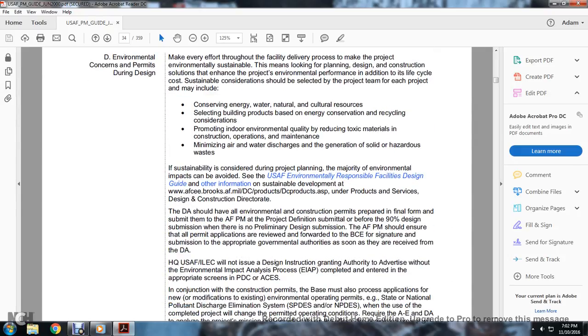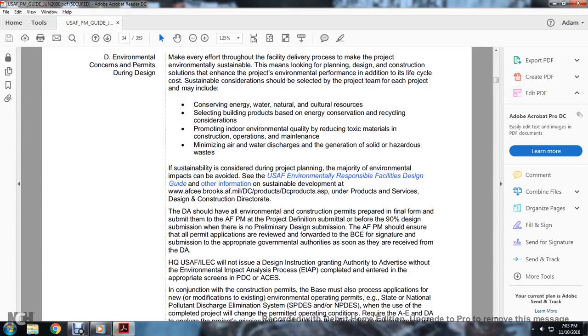Planning can avoid the majority of environmental impacts with the U.S. Air Force environmental response facility design. The guide for other information on suitable deployment is the AFCEE, Brooks, AFMLDC, DPC products, and ASPP products and services, design and construction directorate. The DA should have environmental construction permits submitted in final form to the Air Force project management. The project definition is submitted before the 90% date, with no preliminary design submission.